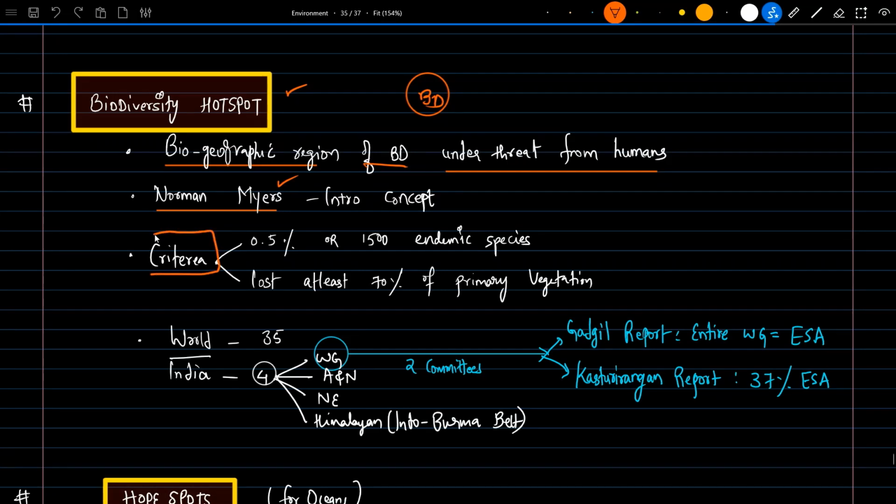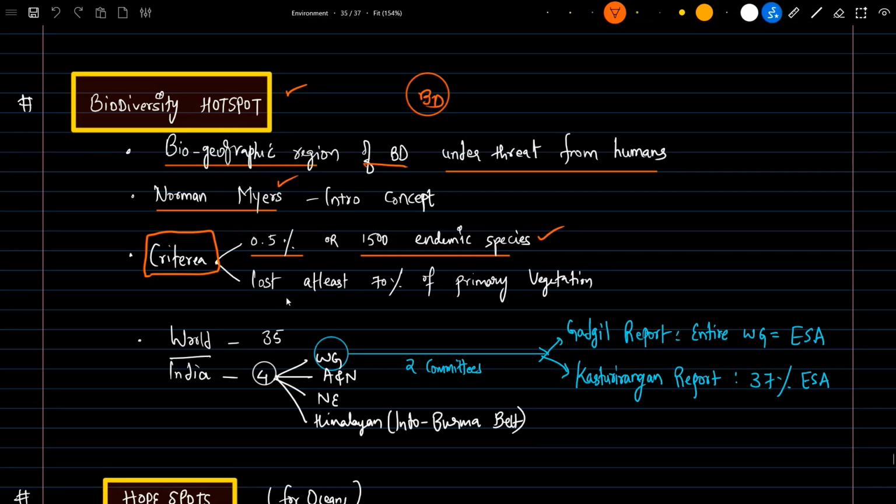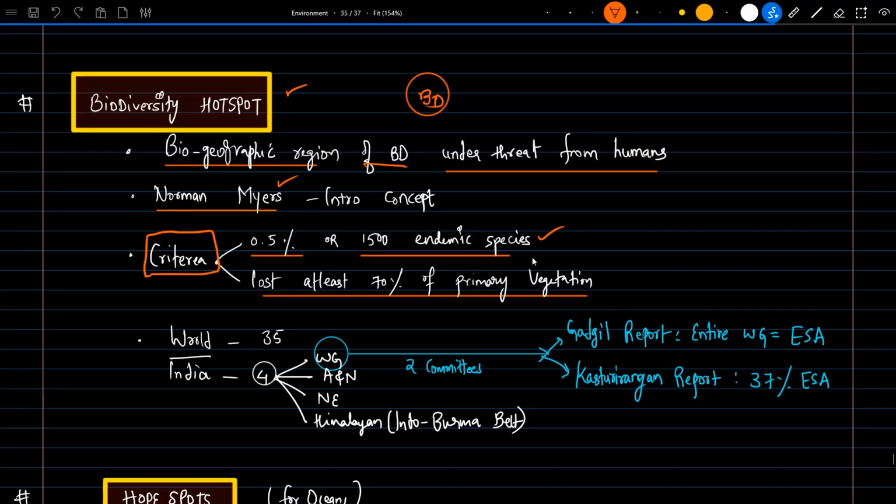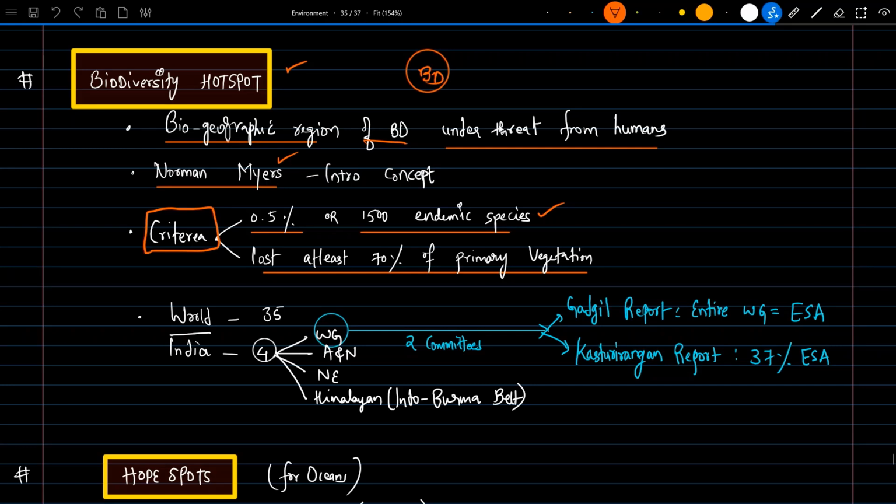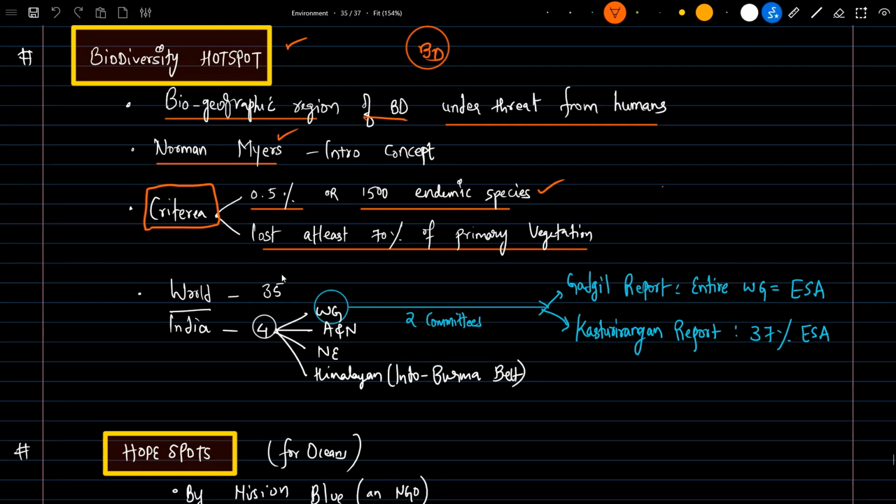Next, what is the criteria for an area to be declared a biodiversity hotspot? One is 0.5% or 1500 endemic species should be present in that area, and at least 70% of the primary vegetation has been lost. That means only 30% has been preserved. If this criteria is satisfied, then it can be declared a biodiversity hotspot. In the world there are 35 biodiversity hotspots. In India there are 4: Western Ghats, Andaman Nicobar, Northeast, and the Indo-Burma belt or Himalayan belt.